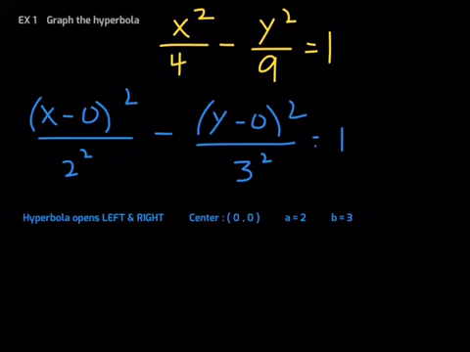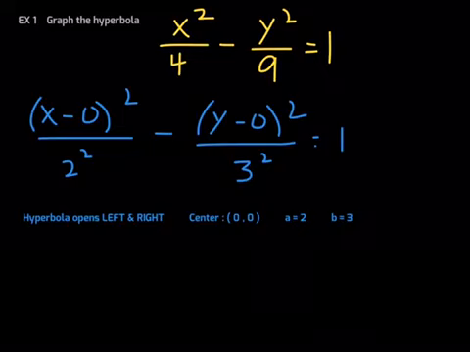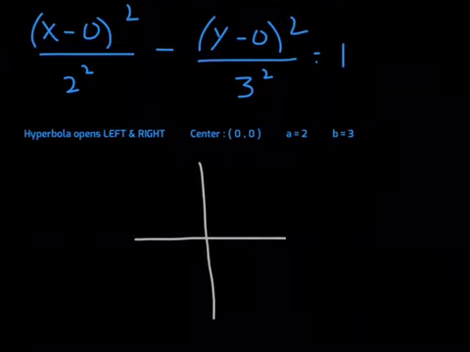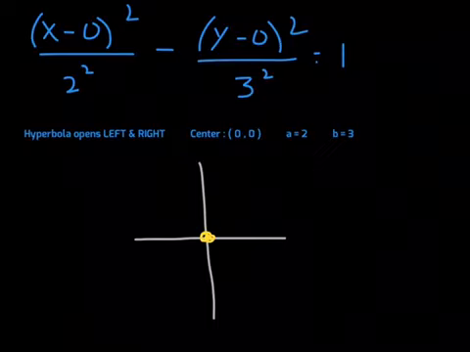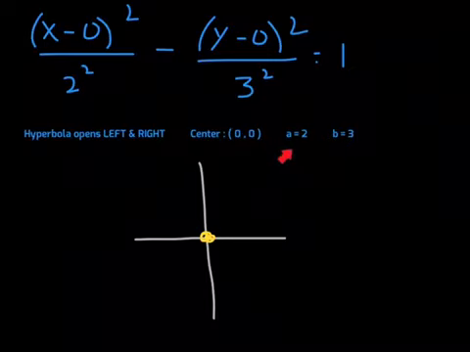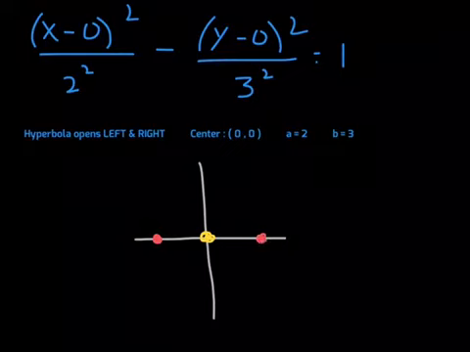All right. Watch this. So I'm going to show you how to graph this hyperbola. First things first, let's plot our center. So our center is 0, 0. Now, if I move to the left and to the right 2 units, I'll hit my vertices. Remember, A gives you the distance from the center to the vertices. So 2 units to the left and 2 units to the right. Okay, so these are my vertices.